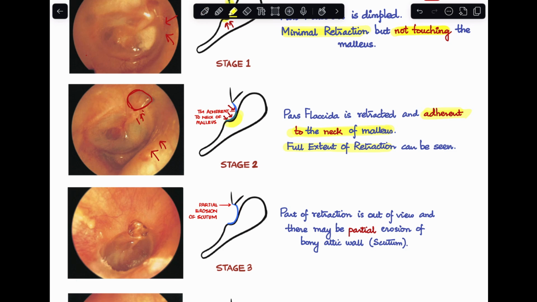And along with that, there will be a partial erosion of the bony attic wall or the scutum. So if you see in all the previous images over here, the scutum is a very sharp pointed edge of a bone. But in stage 3 over here, you'll see that there has been a slight erosion. And this is the otoendoscopic picture. That's how you'll represent it.